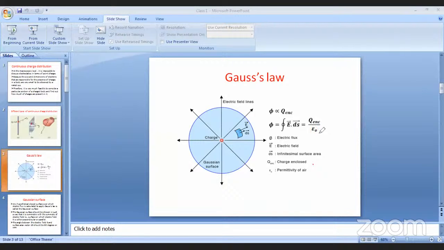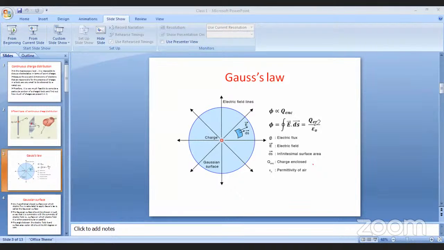So this phi is the symbol for electric flux, and this electric flux is given by the closed integral of E dot ds, that is equal to the enclosed charge. What is meant by enclosed charge? Whatever surface you are considering around the charge distribution, that surface should enclose the charge.